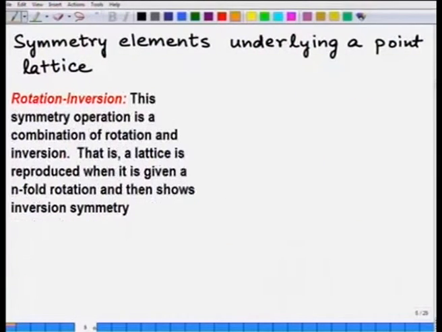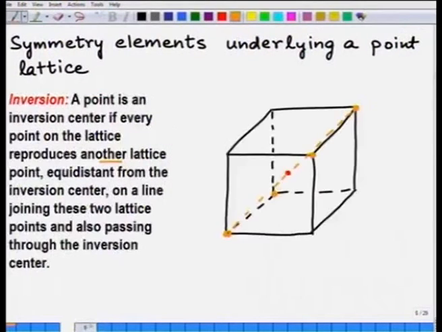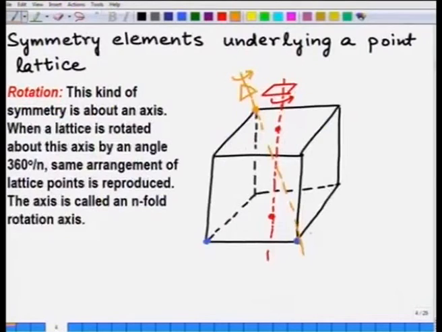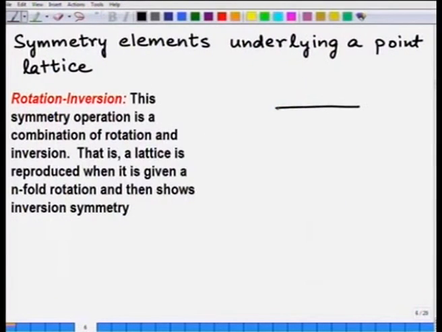Okay. Rotation inversion, same idea. Essentially, it is a combination of rotation and inversion symmetry. In this symmetry operation, if you give an n-fold rotation about the rotation axis, the lattice may not match at this stage, but if you then also use inversion symmetry, you may be able to generate the lattice. Maybe I draw another example here through a cube for this case. So, I draw another case right here.